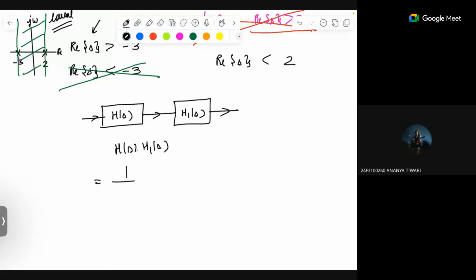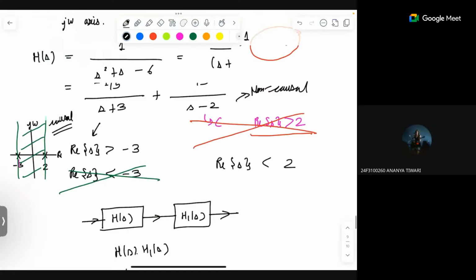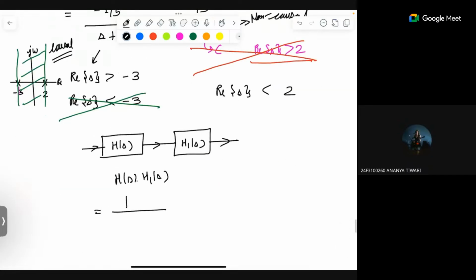H of s was 1 upon s plus 3, s minus 2, what we got by factorization. Now, in order to remove this non-causal part, I will simply need to multiply it by s minus 2 so that I just have this causal part remaining. Is this clear?